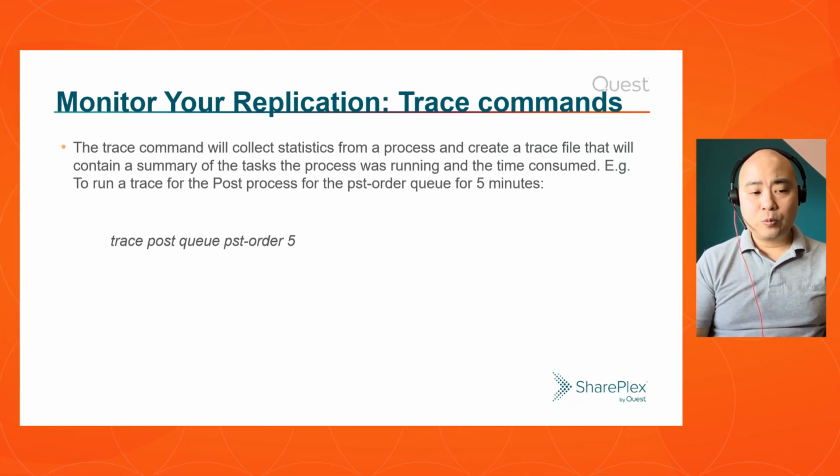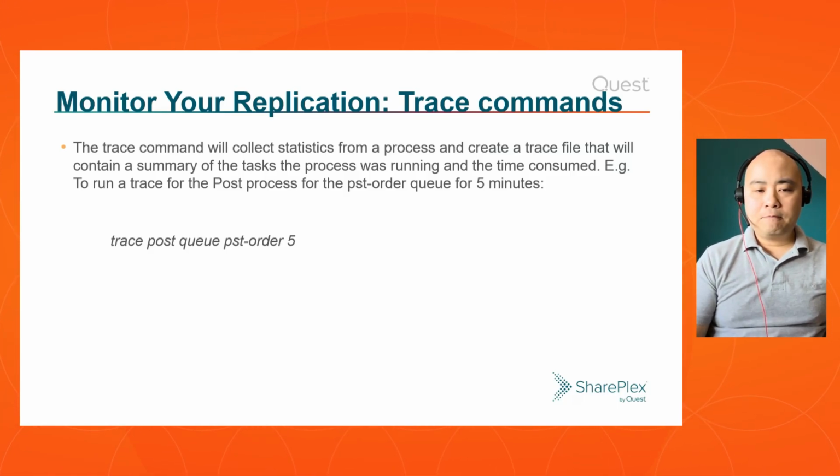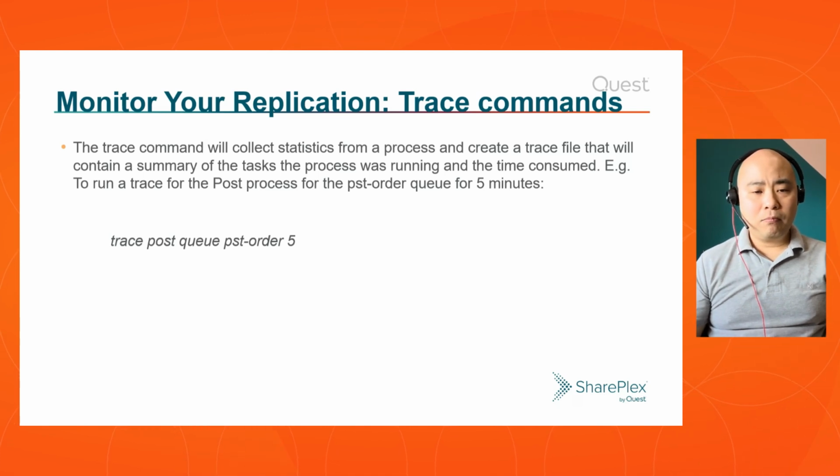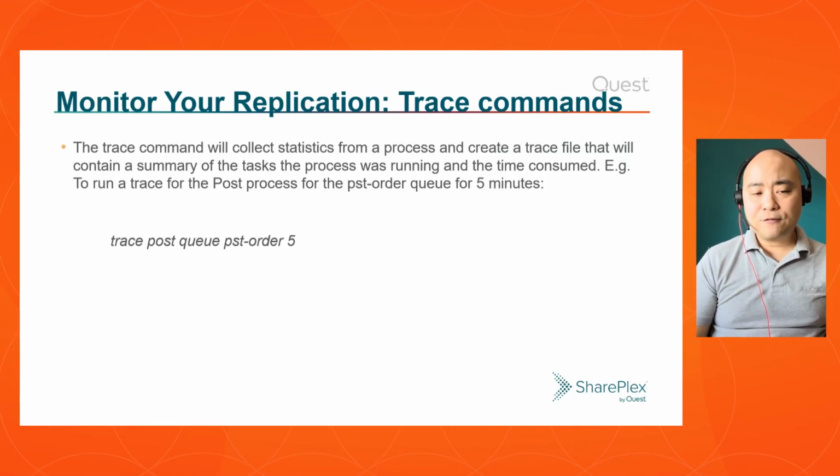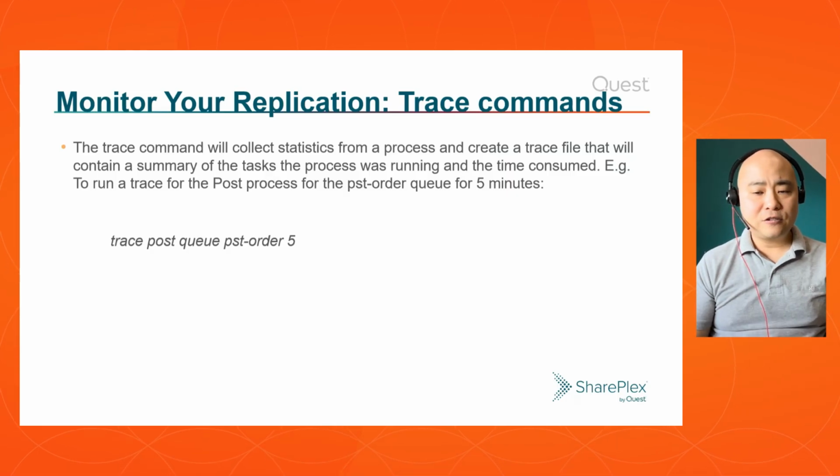To run a trace command, we have an example here for a post queue. It will be trace, the process name. If you're trying to run it for a specific queue, you will have queue and the queue name, and you can end with how many minutes you want it to run for. In this particular case, it's for 5 minutes. If you don't specify the time, the default is 15 minutes.